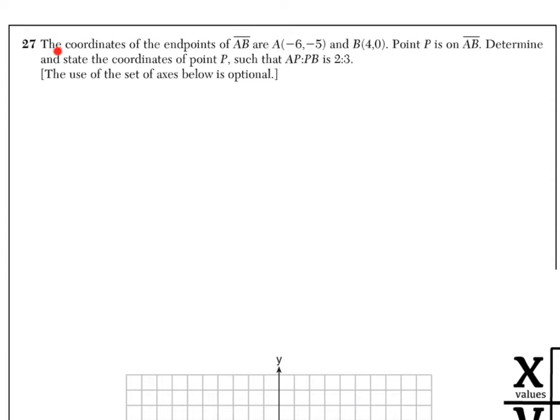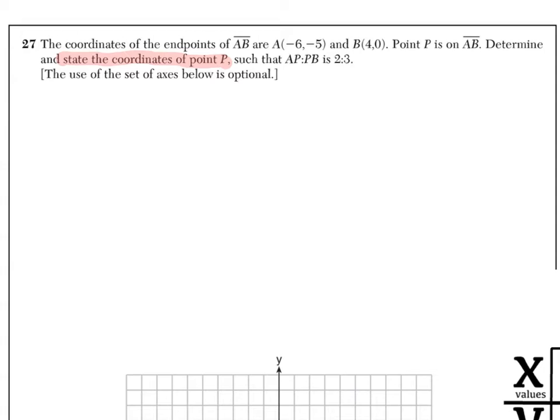Question number 27. The coordinates of the endpoints of segment AB are -6, -5, and 4, 0. Point P is on segment AB. Determine and state the coordinates of point P such that AP to PB is in a 2 to 3 ratio. All right, that, ladies and gentlemen, is the objective. We have got to figure out what the coordinates are of point P.